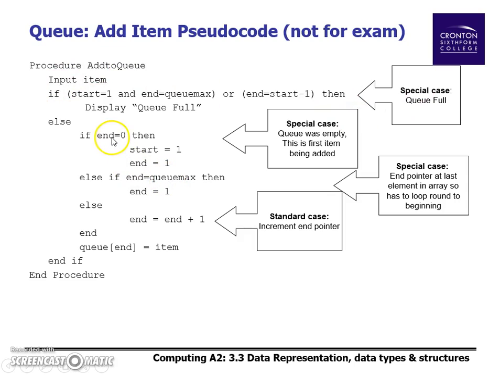Otherwise, if end equals 0, then start equals 1 and end equals 1. So we know exactly where to go to. Else if end equals queue max, then end equals 1. So there we're looking at the end pointer at the last element in an array, and it has to loop back to the beginning. Else end equals end plus 1. So that is our standard case. So what would happen normally, where we would just add 1 to the pointer for the queue.